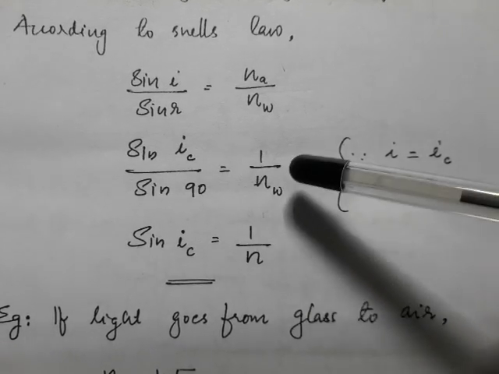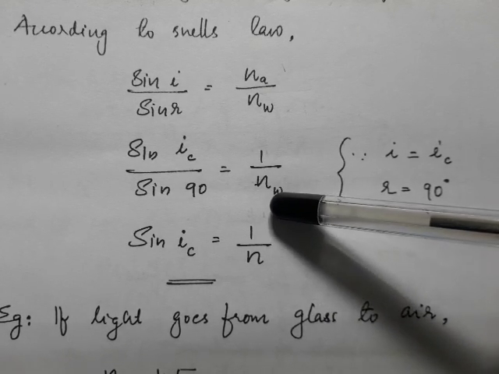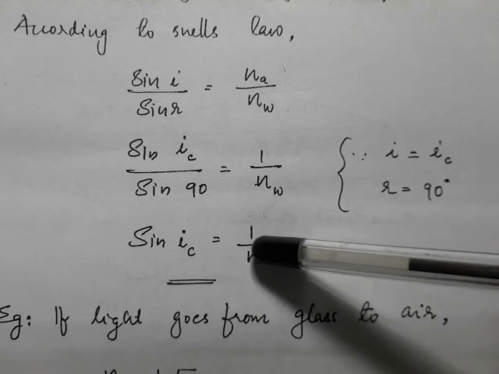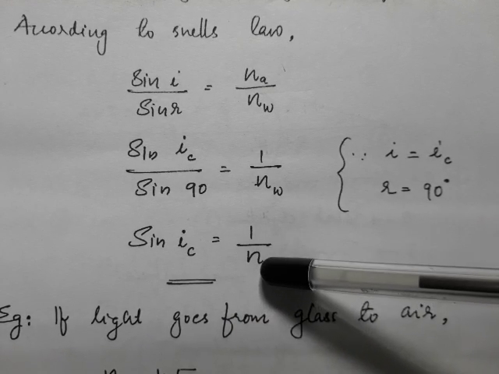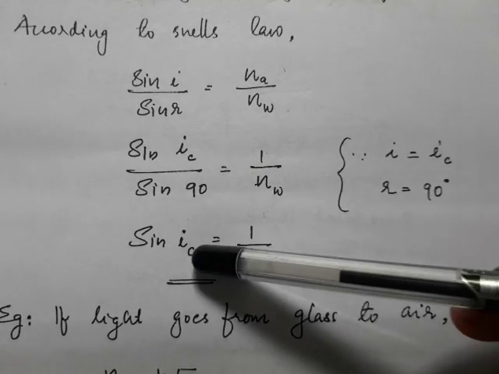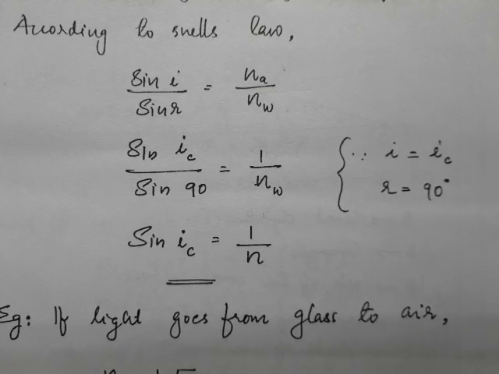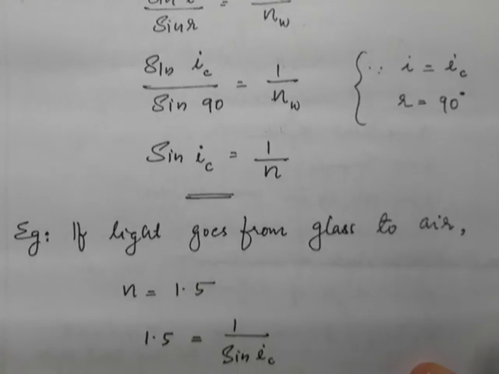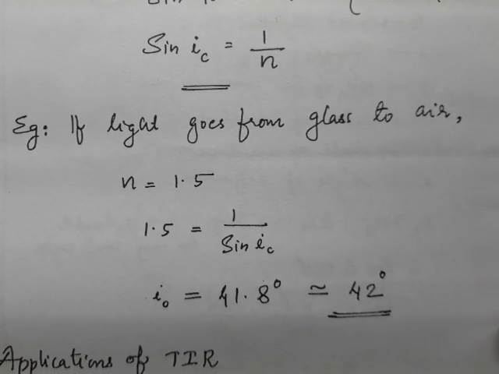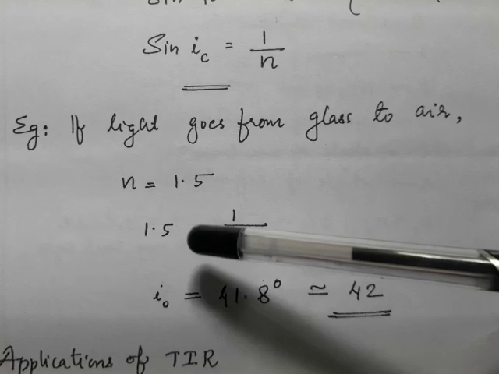So this is a general case. Whenever light comes from any denser medium to air, sin IC is 1 by n, where n is the refractive index of that particular denser medium. So if it is water, sin IC is 1 by n water. So for example, if light goes from glass to air, n is 1.5.